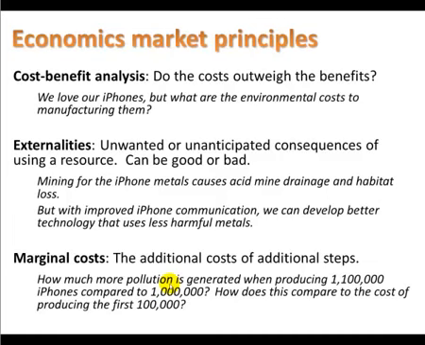Another term to know here is marginal cost, which is the additional cost of additional steps. So, for example, how much more pollution is generated when producing 1,100,000 iPhones compared to 1 million? How does this compare to the cost of producing the first 100,000? So with marginal, it means as we add on extra units, how much additional cost is added on. And this leads to the idea of mass production, that generally it gets more efficient the bigger your operation.